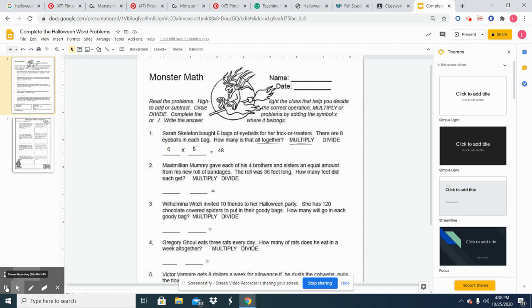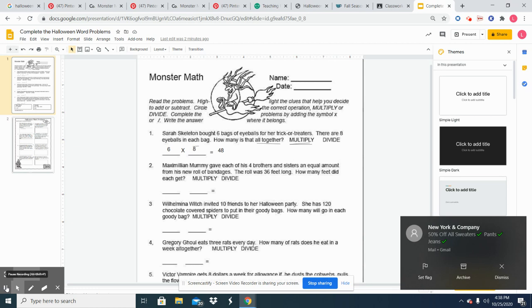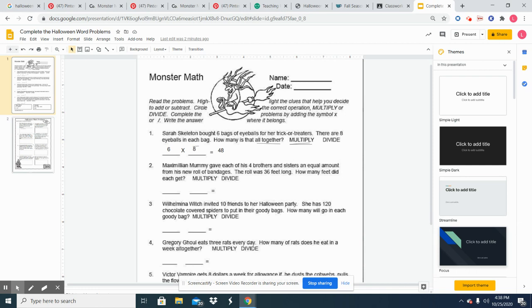So for number 2, you look at the last question. Well, we know the numbers are 4 and 36, right? The unit is feet. The question was, how many feet did each get? So the keyword in the last question that we have to answer is each. So that tells us we need to divide.